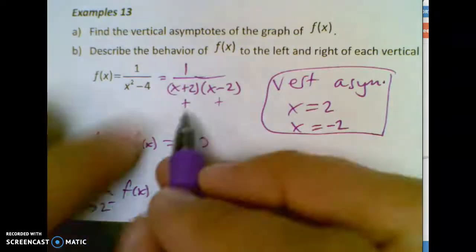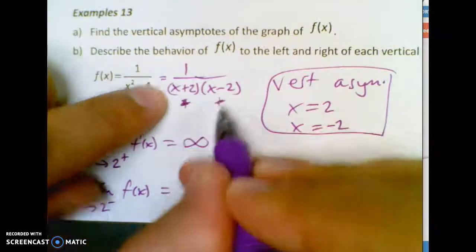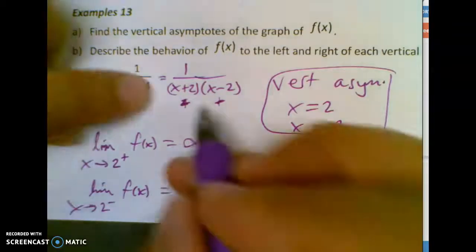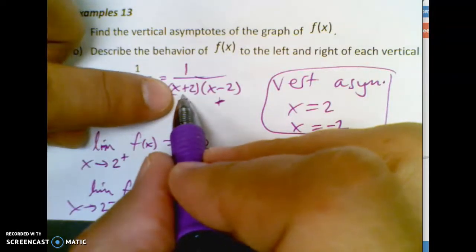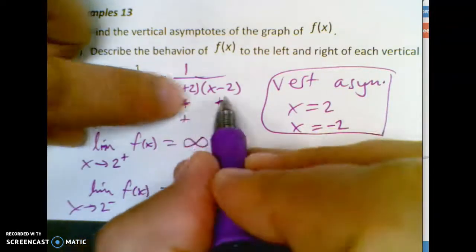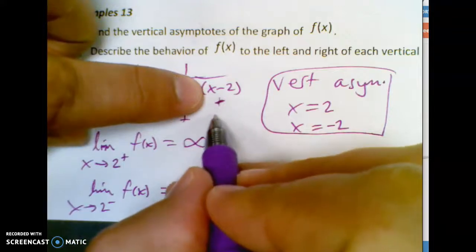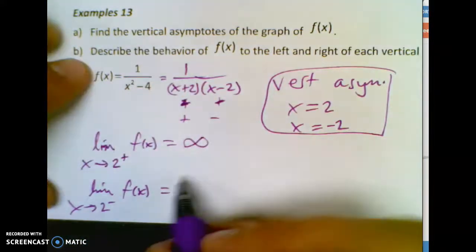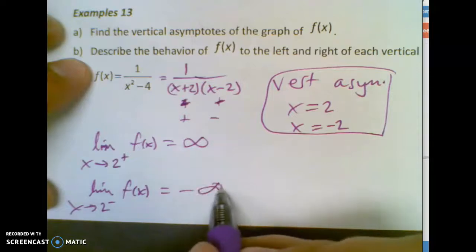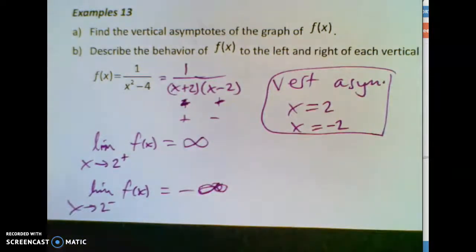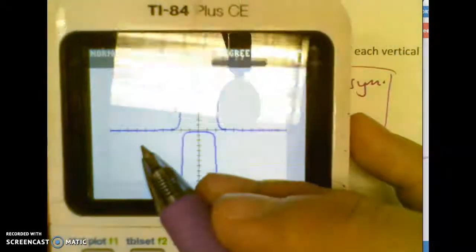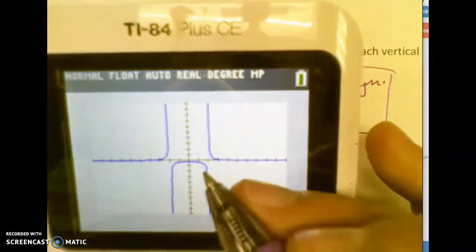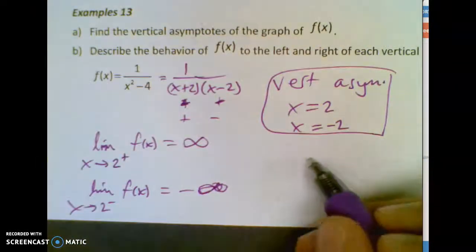If I come from the left, okay, imagine this. I come from a number slightly smaller than 2, which is like 1.99. That would be a number bigger than 0, and this would be a number smaller than 0. So you have a positive times a negative, which results in negative infinity. And you can do that, or you could use the graph. So for my other two, from the left, it basically reverses these. From the left, it's up, and from the right, it's down. So you can do that for the other two.